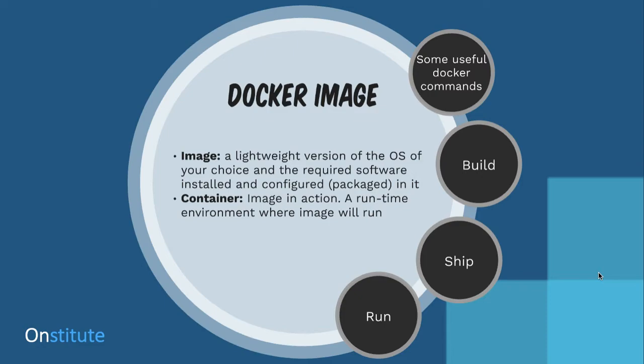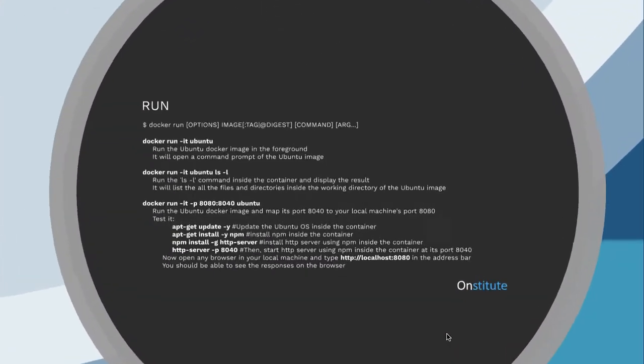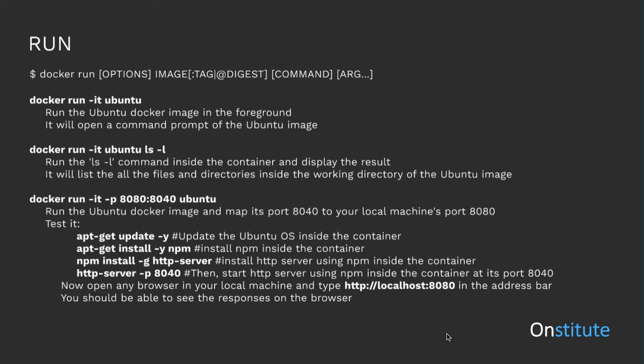Now we have arrived at the last part of the Docker image, which is running the Docker image on your Docker environment. Now, whenever you are running the Docker image, that means you are running in the form of a container. So we will use the running image or container alternatively while understanding different running process.